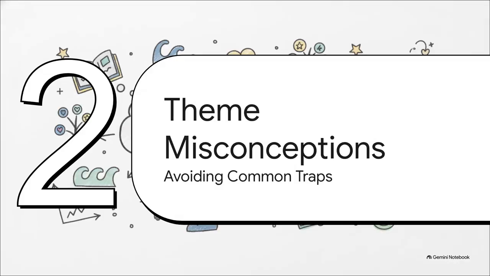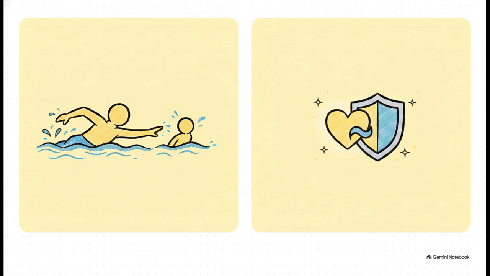Now for Section 4, Common Theme Misconceptions. The biggest trap out there is confusing the plot with the theme. Listen, the plot is just the literal sequence of events. So, for example, a plot might be, a young girl overcomes her fear of water to save a drowning child. That is simply what happened.